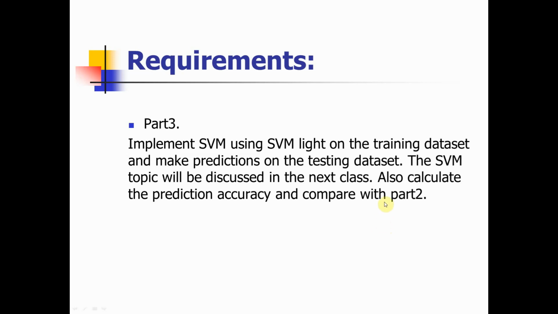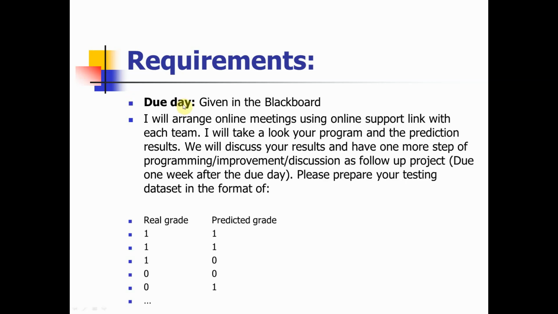After that is done, I also want you to calculate the prediction accuracy and compare it with part 2 so that you can see the SVM versus the implementation that you have done. Are they matching with each other or not? So these are the 3 things you have to do before the due date. The due date is going to be given in the Blackboard. Those are the 3 things that you need to do in this Project 1 Part 1.